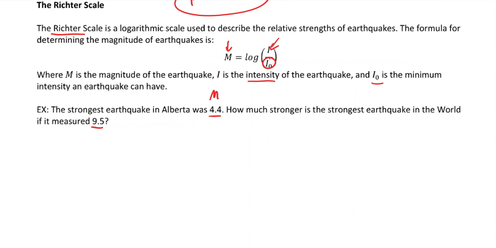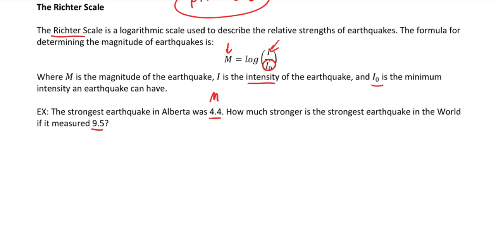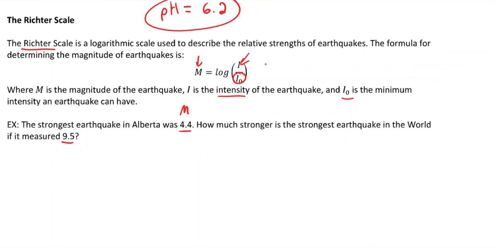Now, in Alberta, what we can say is, well, first off, you know what I'm going to do? Let's rewrite this thing a little differently. Can we write this as an exponent? Yep. This is 10 to the power of M gives us I over I-naught. So we can rewrite it like that.